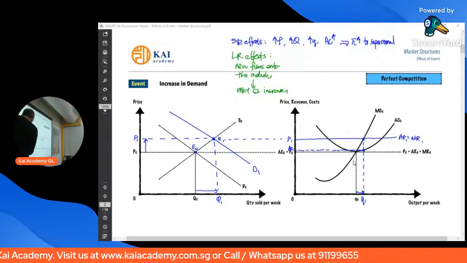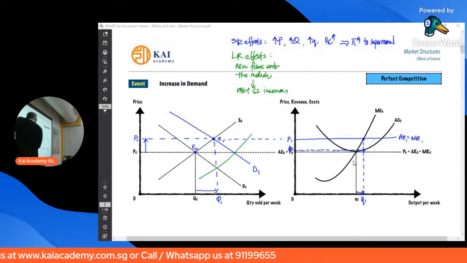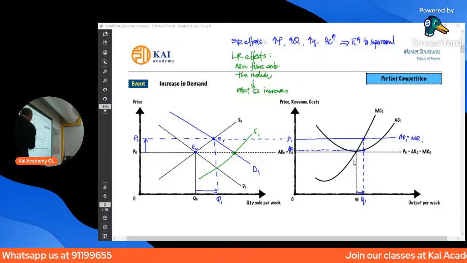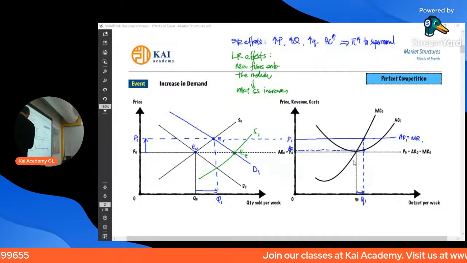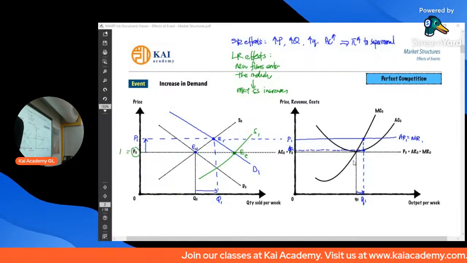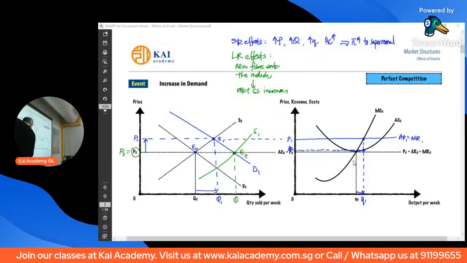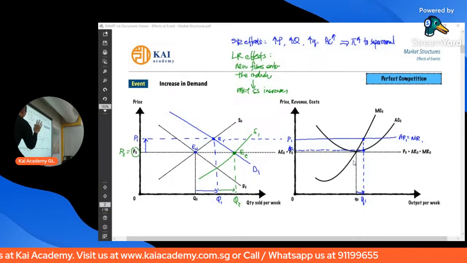So at long run equilibrium, market supply must shift until it intersects market demand at E2 equilibrium, which is at the original price, right? So P2 must come all the way back to P0, and the market equilibrium quantity rises to Q0. Now, here's a very important point.